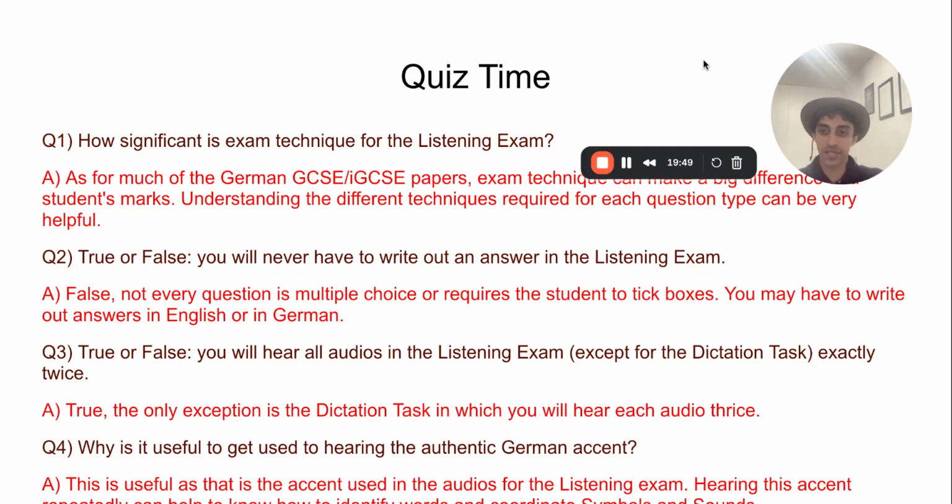Okay, here comes the answer. So this is useful, of course, because that's the accent that you will hear in the audios for the listening exam for GCSE or iGCSE German. Hearing this accent repeatedly can help you to know how to identify words, how to recognize exactly what they're saying and where one word ends and the next word starts, and also to coordinate symbols and sounds, sound symbol correspondence, which is the aim of things like the dictation task, for example, but useful overall in general for your listening paper.